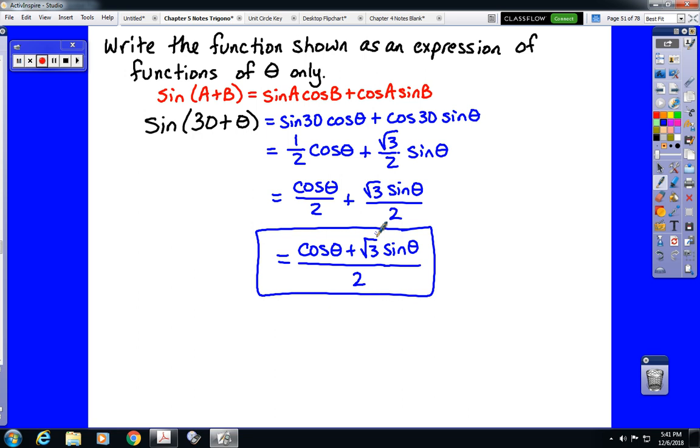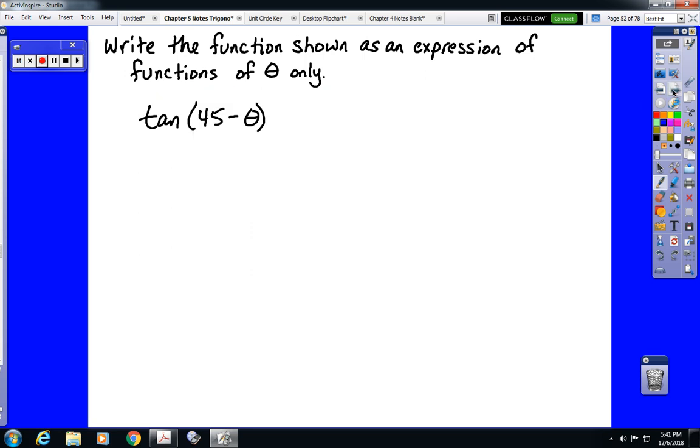Now a lot of times they end up looking a lot better than that when we're done. So let's do another one. Tangent of 45 minus theta. So we're going to apply the rule for the tangent of a minus b. And I'm having all kinds of little tech issues here. There we go, a minus b, which is tangent of a minus tangent of b over 1 plus tangent of a, tangent of b. We're going to plug those in here into this expression.